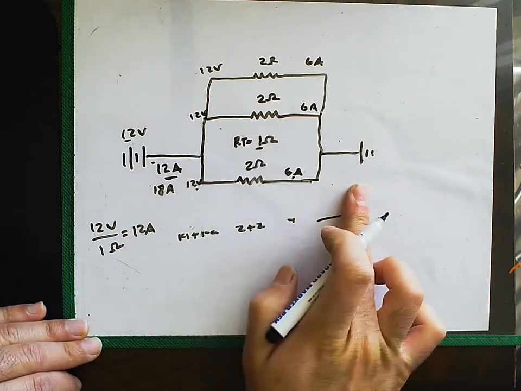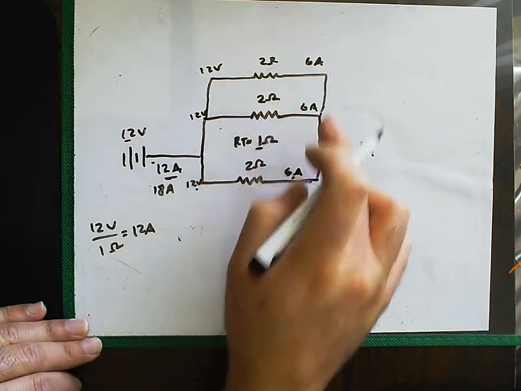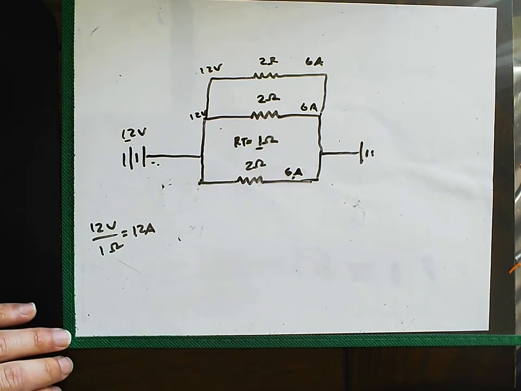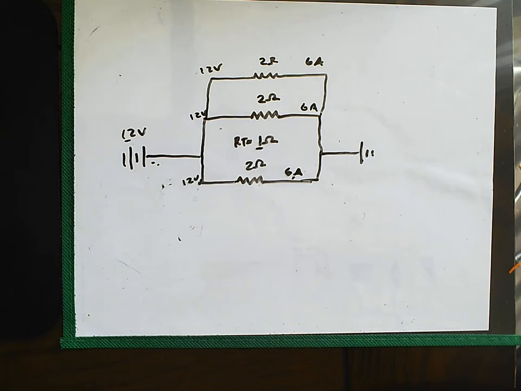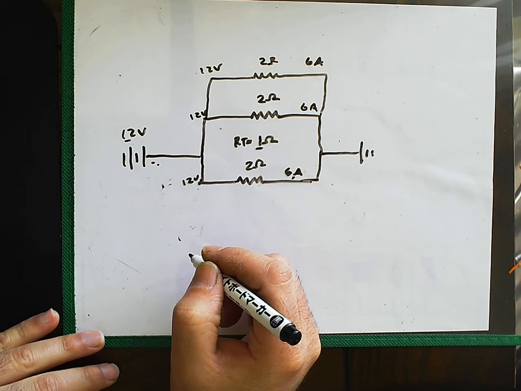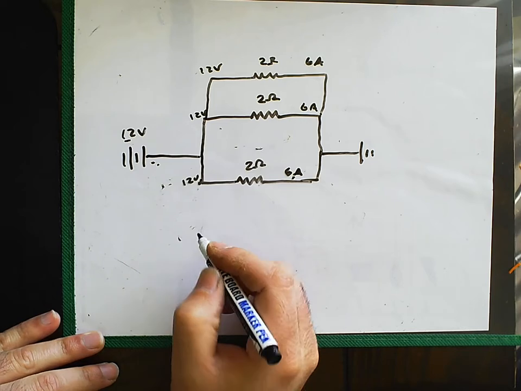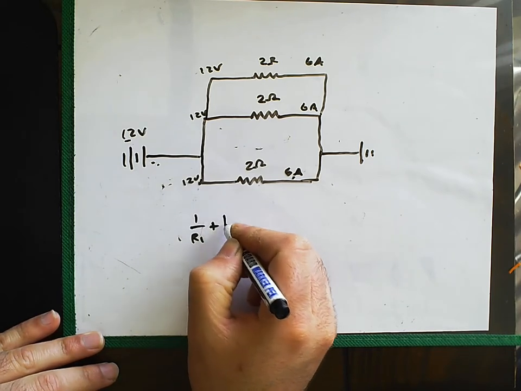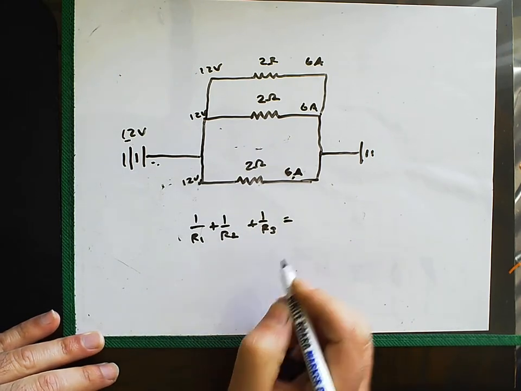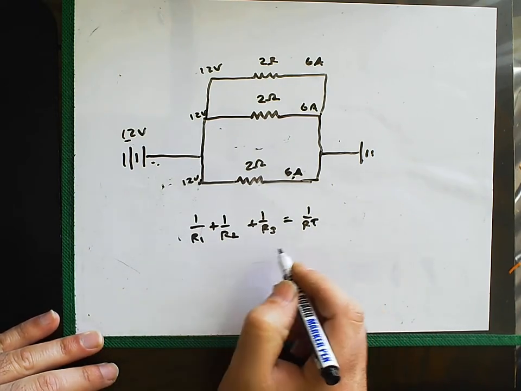So now I'm going to get rid of this one because now we have a different formula to work with. We're going to use a different formula when we're trying to solve for total resistance when there are more than 2 branches. We're going to use 1 over R1 plus 1 over R2 plus 1 over R3, and it can continue, equals 1 over RT.